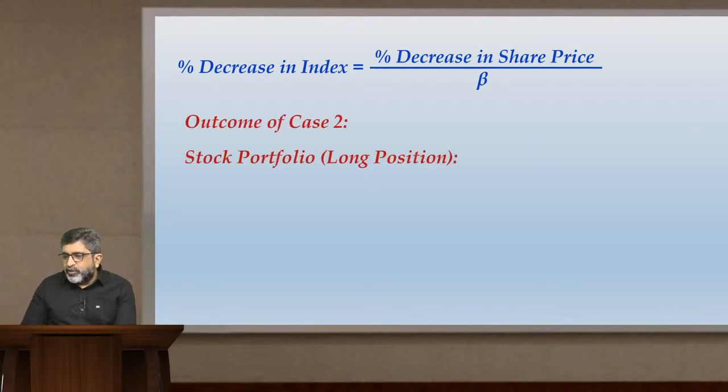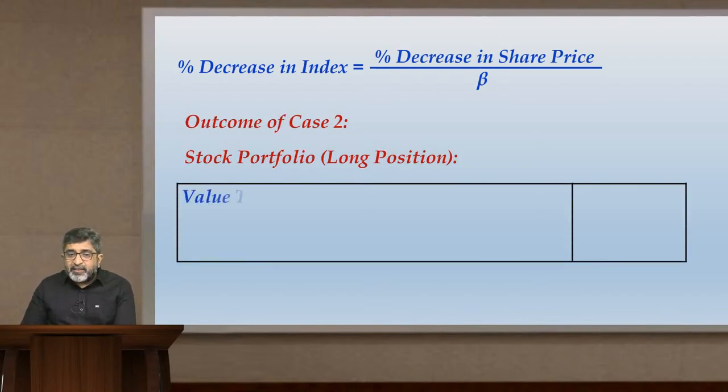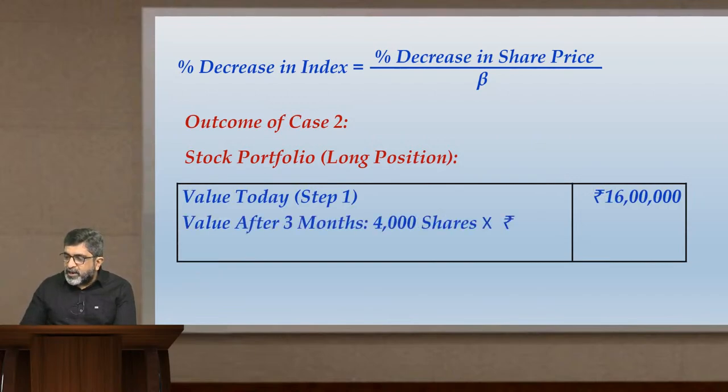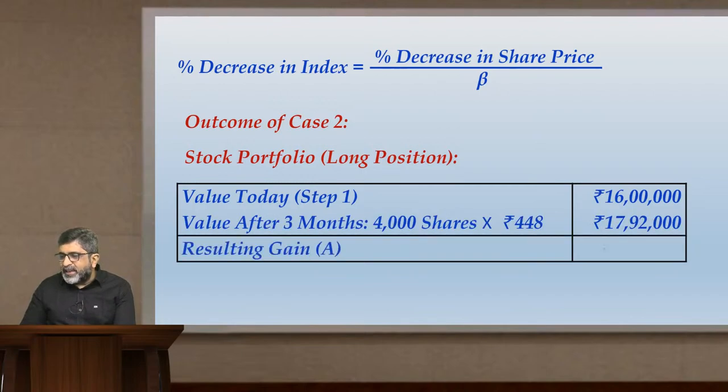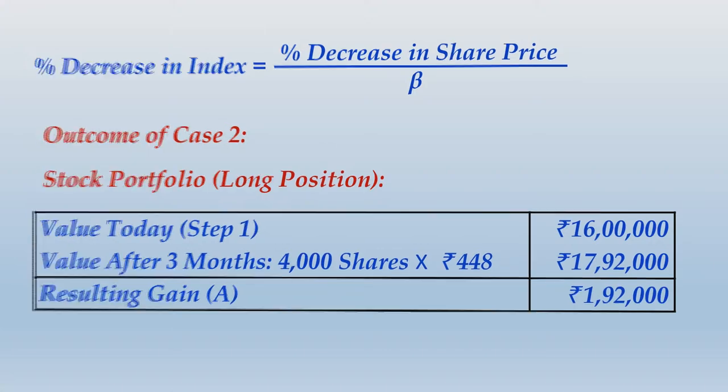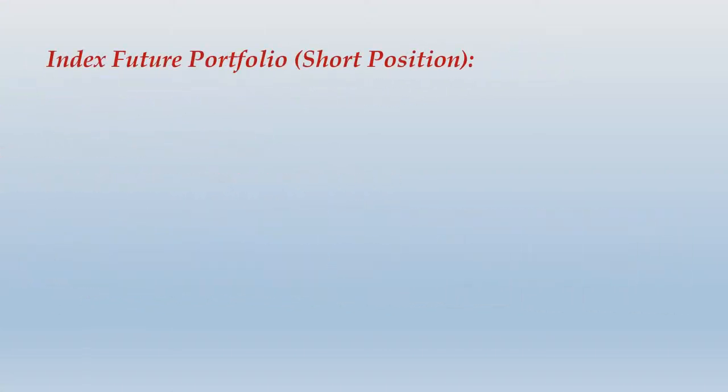So outcome of case 2, stock portfolio where you have a long position: in case 2 the value has gone up, correct? The value has increased to 448 and you have made a gain of 1,92,000. So do one thing, you first take the screenshot of this and then I take you ahead. All right, once you have taken the screenshot of this working, let me now bring you to the next calculation.